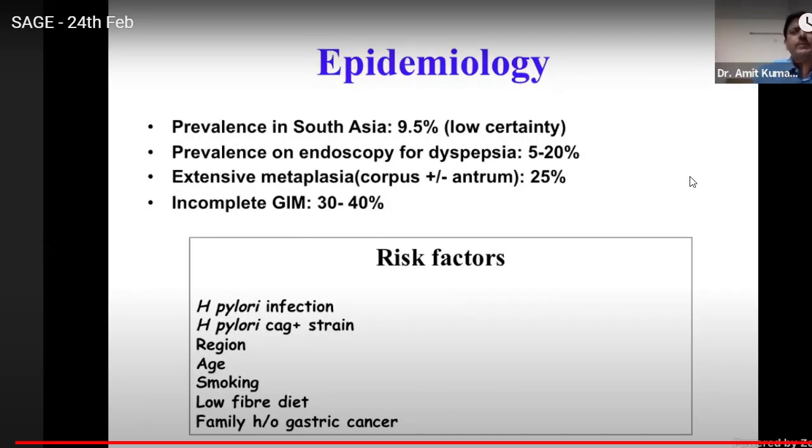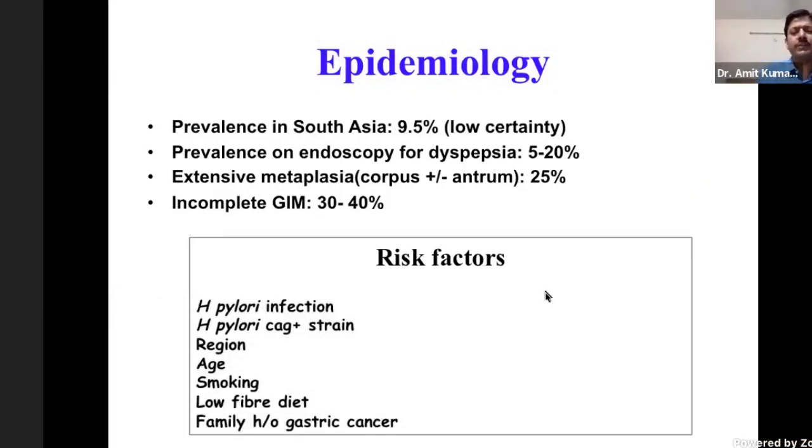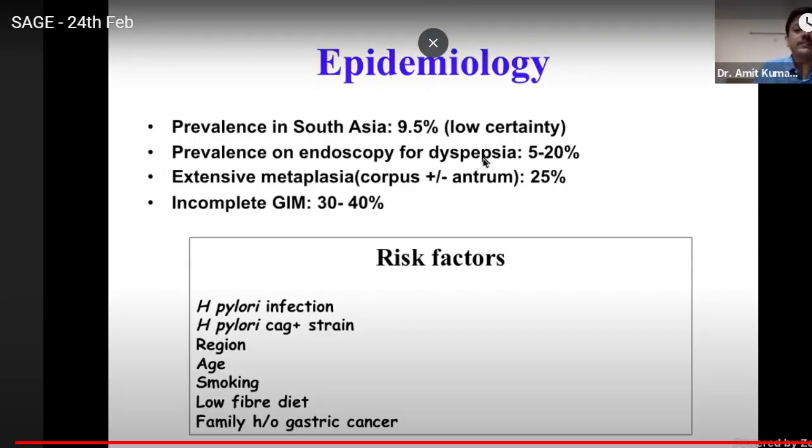So in terms of epidemiology, we don't have much data from our country. There was a recent review published in Gastroenterology, which looked at prevalence in different parts of the world. They estimated that in South Asia, it may be around 10%, but this was low certainty data. During endoscopy, we may come across metaplasia in 5 to 20% of cases.